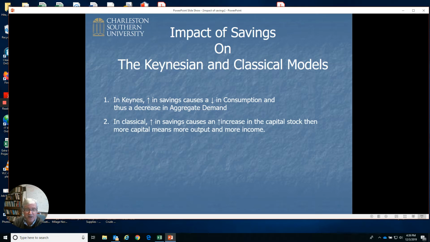In the classical model, when you increase savings, it causes an increase in the capital stock. Because remember, in the classical model, markets clear. So saving and investment equilibrate in the capital market. So when people save more, it's just more money to be invested.